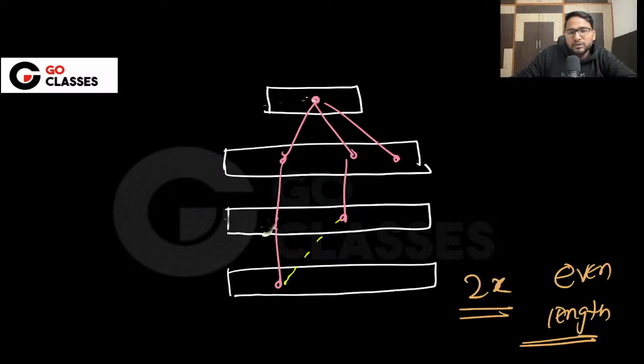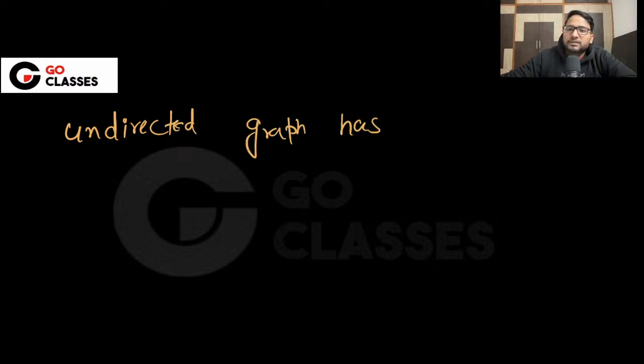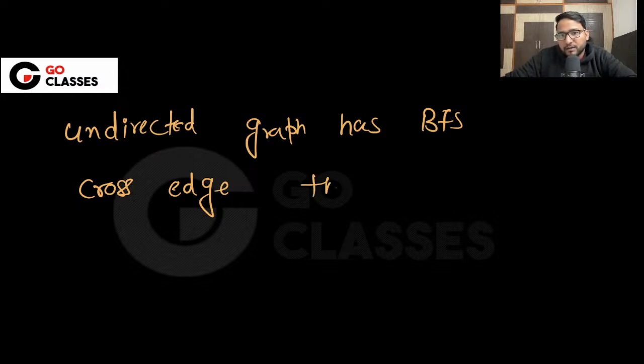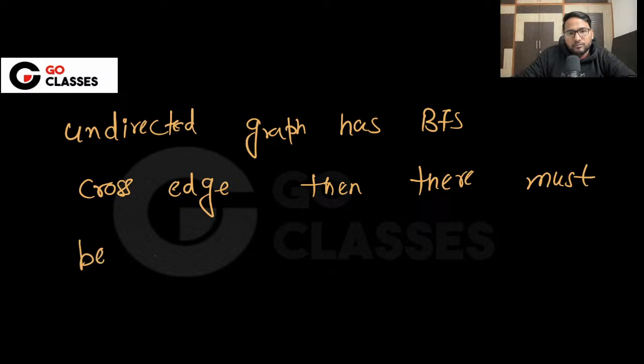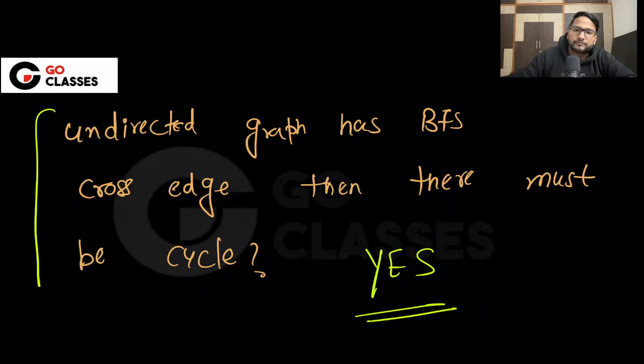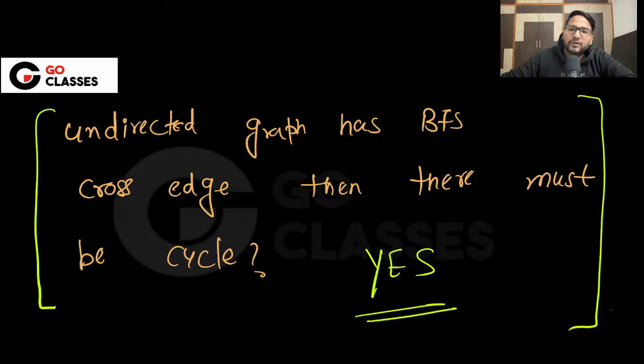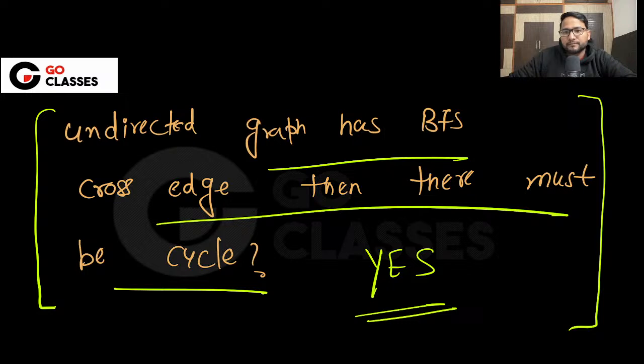So here, let's suppose someone asks you that an undirected graph has a BFS cross edge, then there must be a cycle. What will you say? Then the answer is yes, right? Yes. Understood? Let me know. Okay, undirected graph has BFS cross edge, then there must be a cycle. What is the answer? Yes.